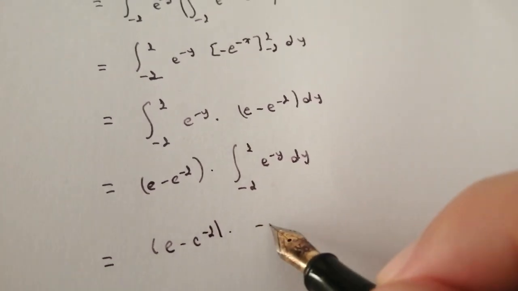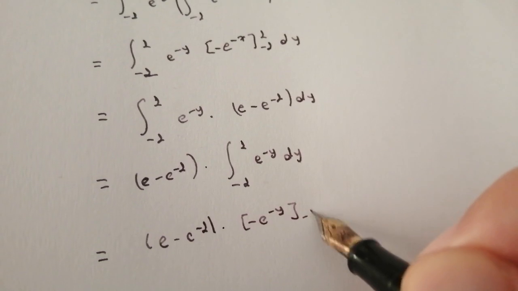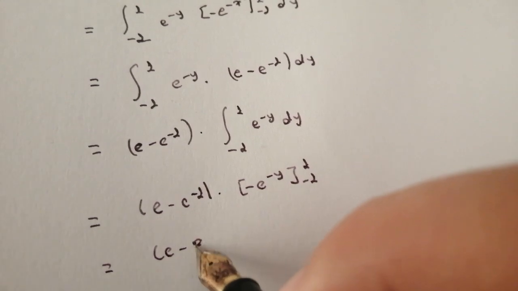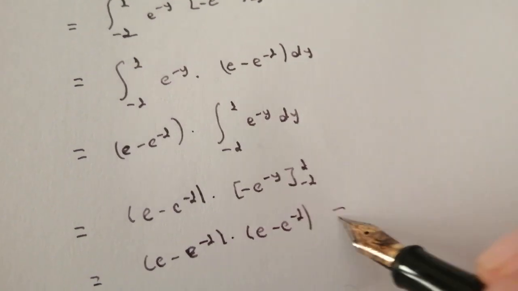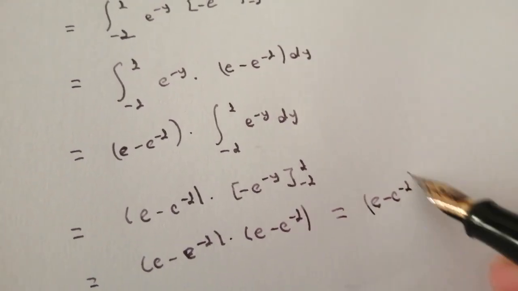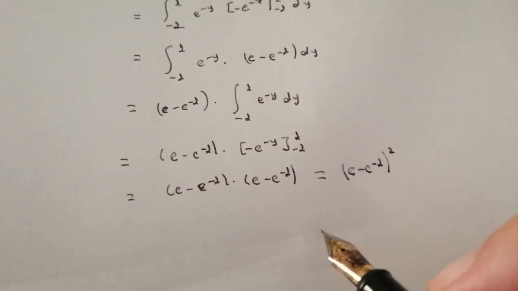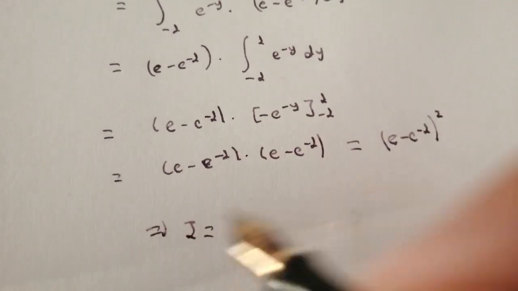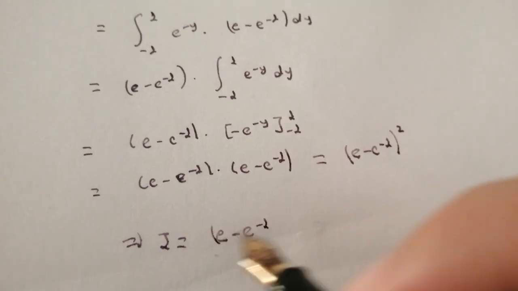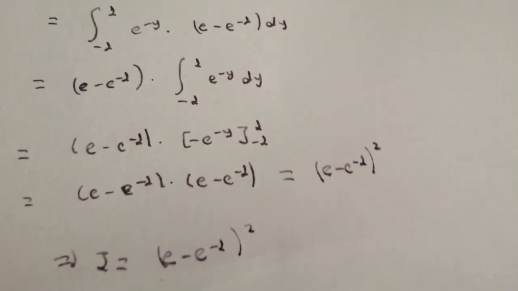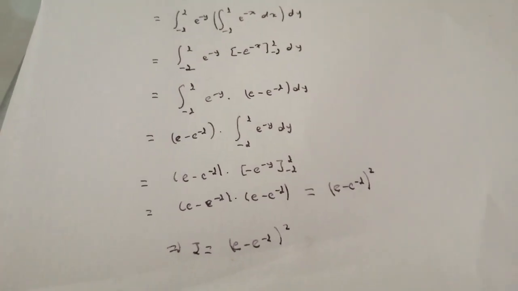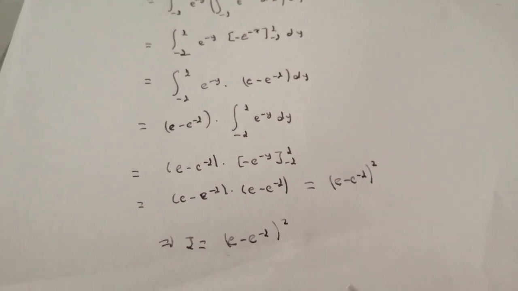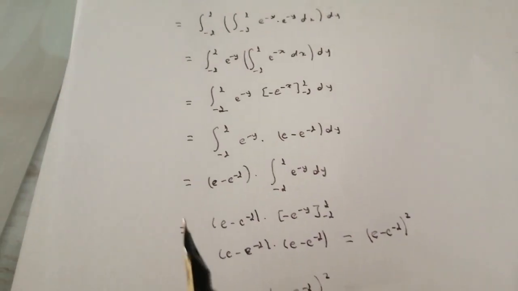So this integral is minus e to the minus y from minus 1 to 1. And this is e minus e to the minus 1. So this is e minus e to the minus 1 raised to the power of 2. So the integral, capital I, is e minus e to the minus 1 squared. So we have computed the integral. We can see the steps.